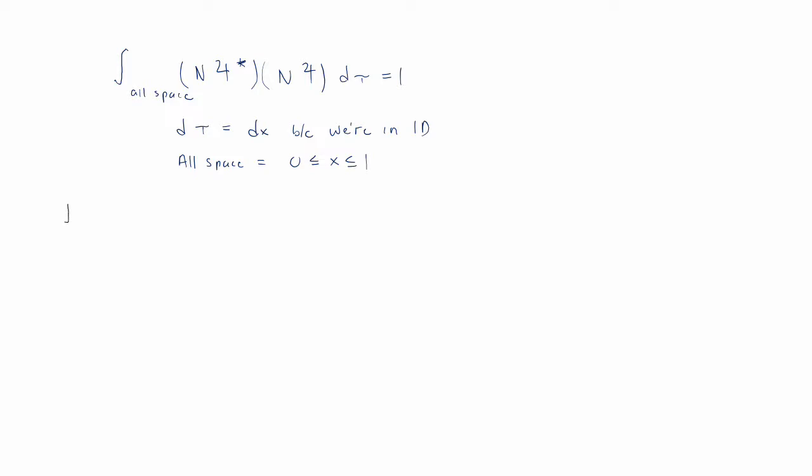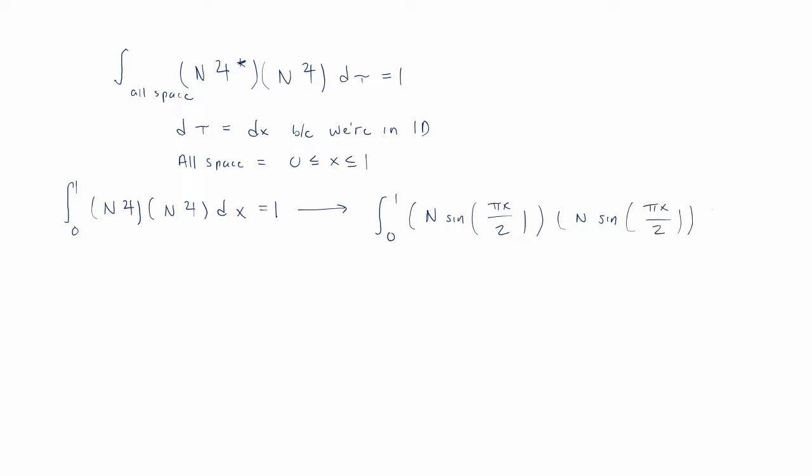So now let's make some substitutions. We're integrating from 0 to 1 of n psi. Remember, in this case, psi complex conjugate and psi are the same thing because there were no i's, times n psi dx, and we're setting that equal to 1. So now we have n times sine of pi x over 2 times n sine of pi x over 2 dx. We're setting that equal to 1.